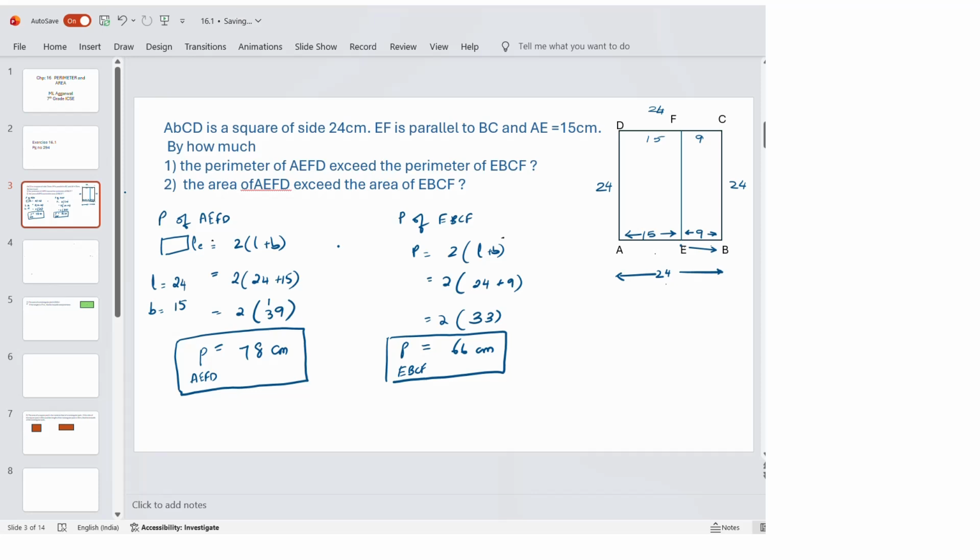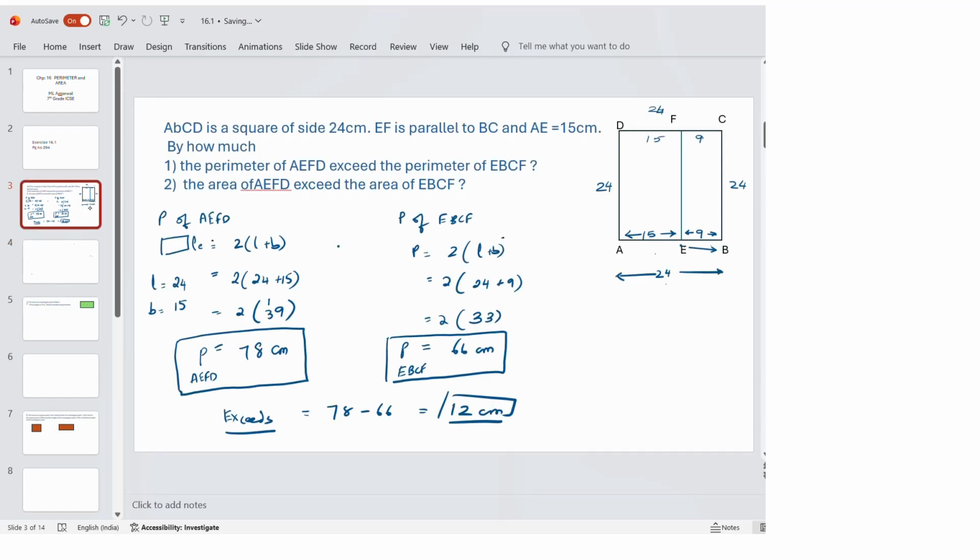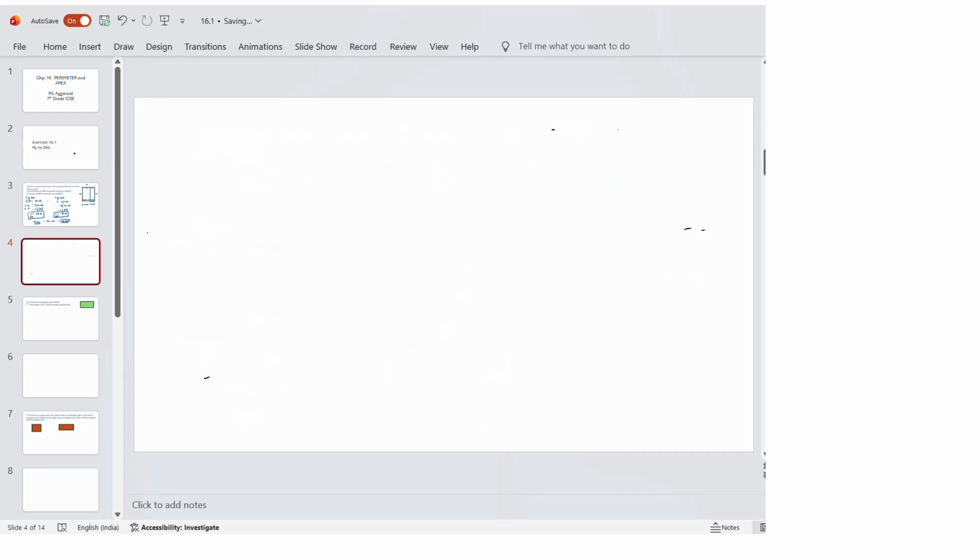So that will be 78 minus 66, which is 12 centimeters. That's your answer. The second method we will show you. Let's first do the second bit. Now the second bit asks for the area of AEFD. Again, let's keep the values ready.